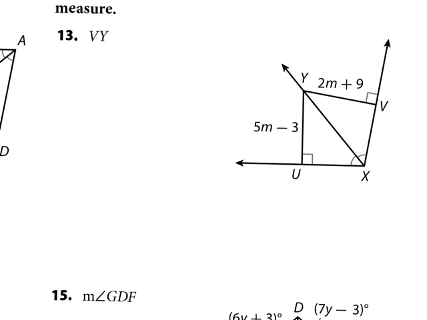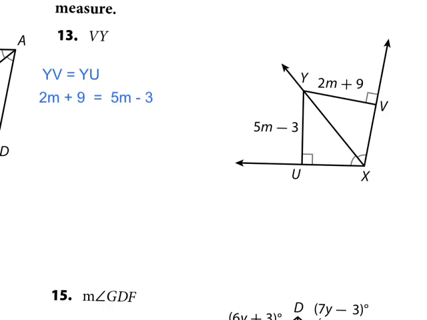Let's do number 13 next. Since I know that these two angles are congruent, I also know that YV will equal YU. Since I know the actual measures, which are in variables, but I still know what their measures are. This one's 5m minus 3, and this one is 2m plus 9. Now I can substitute, so YV will be this one, 2m plus 9, and YU will be 5m minus 3.